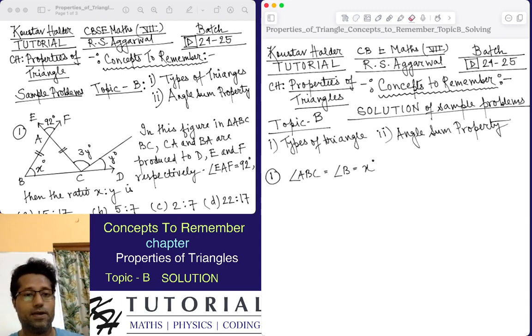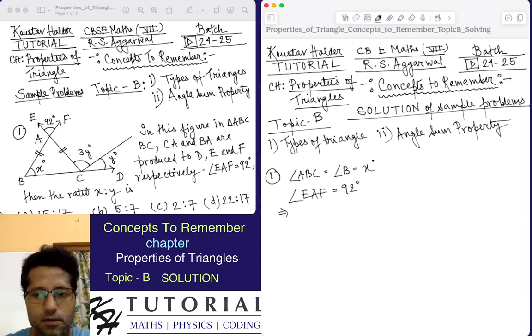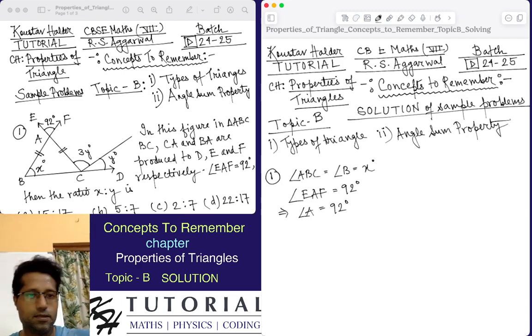Now we can clearly see the angle 92 is angle EAF. Angle EAF is given to be 92 degree. This implies the vertically opposite angle, angle A, will also be 92 degree. Okay, now we have got angle A. Now what can we say about 92 degree?